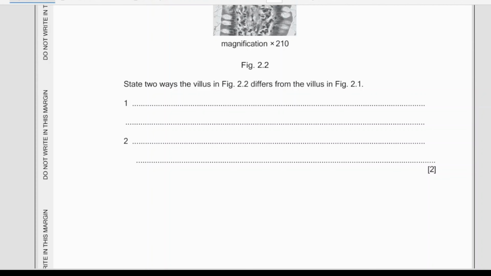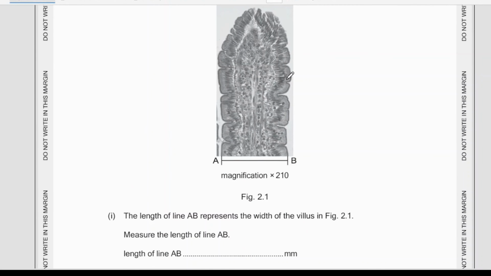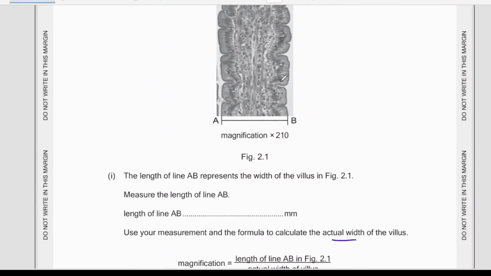Let's finish this first. Okay. State two ways the villus differs from the villus in 2.1. What is the difference? I haven't calculated the percentages yet. It has the highest percentage, right? Okay. Tell me the difference between this diagram and this diagram.